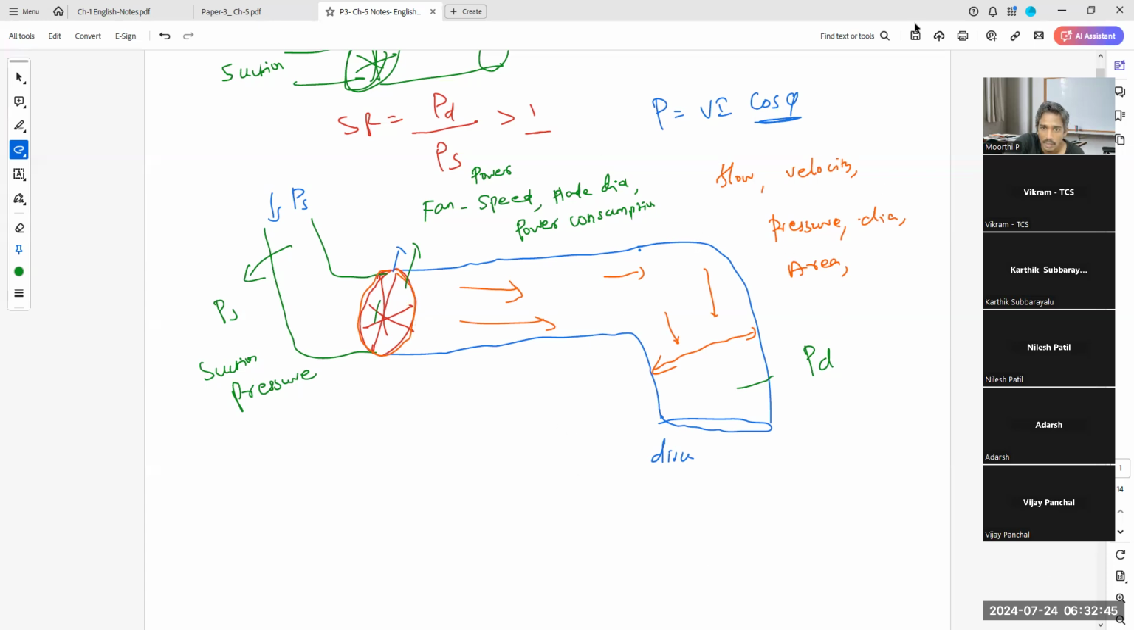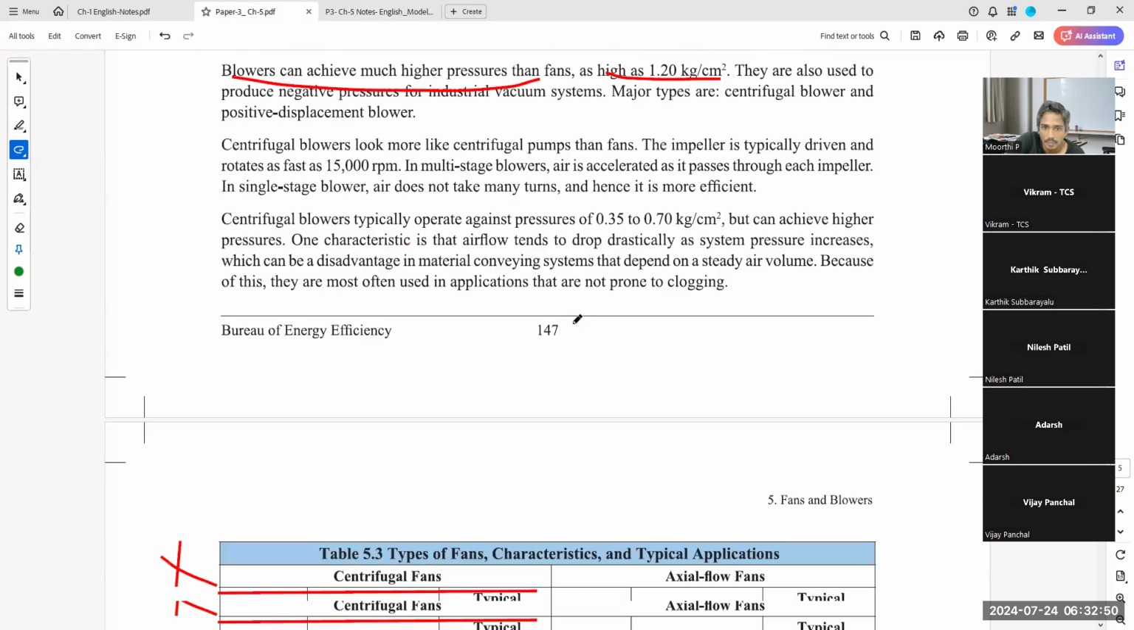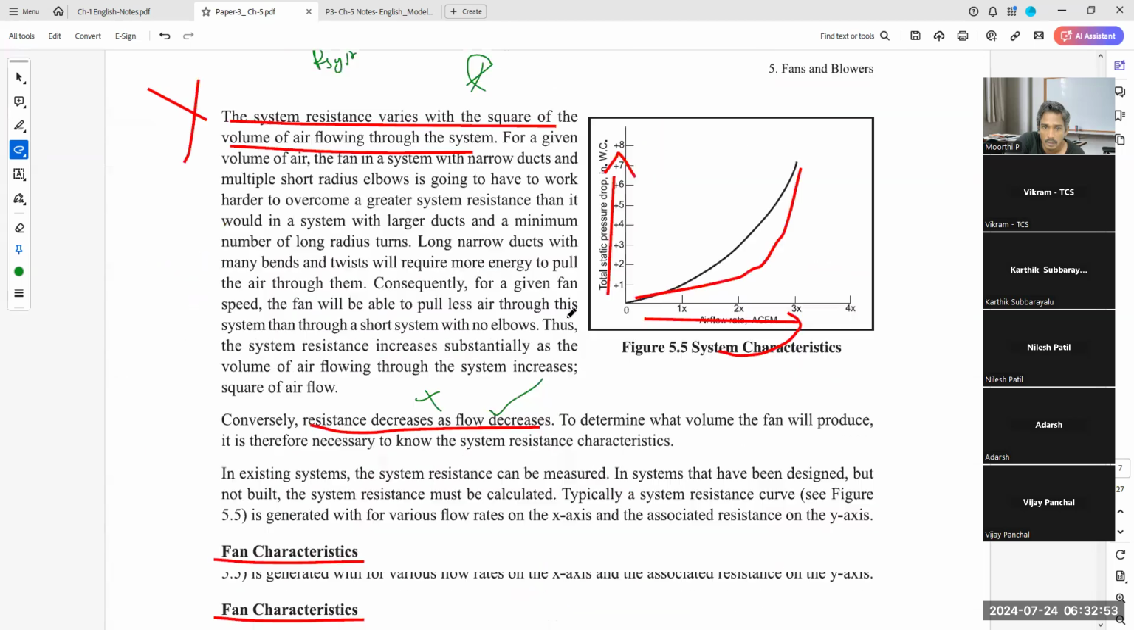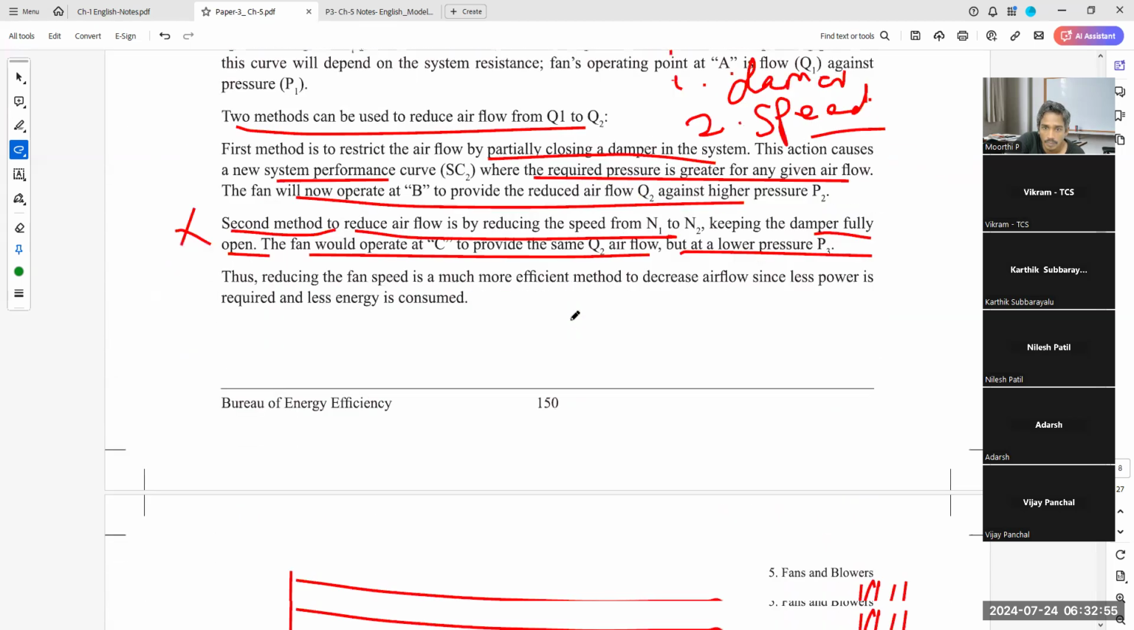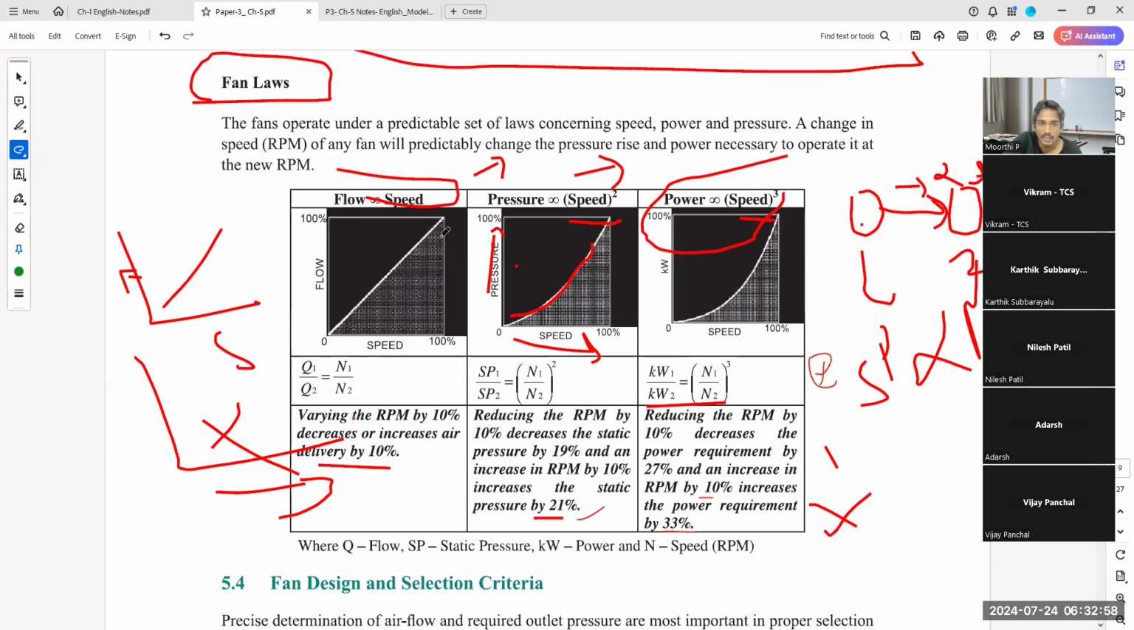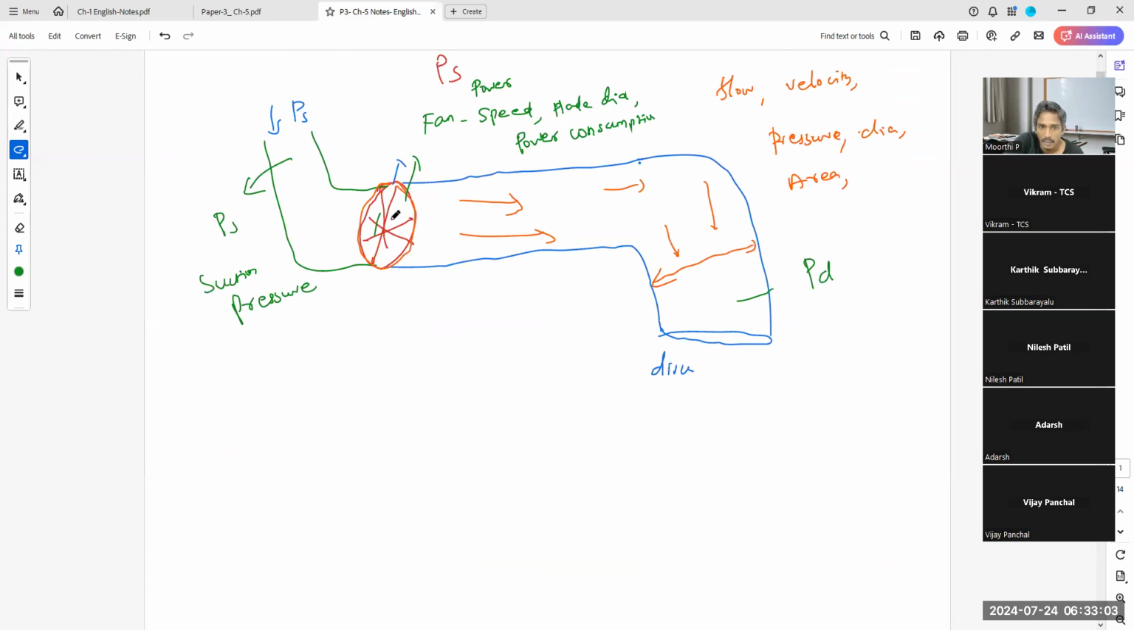The fan means it's a speed. Speed means N. And power consumption. Okay, this is a fan, and before you have to remember the speed. If speed increases, what will happen? Velocity increases, output, discharge pressure. Speed increases, what will happen? Power increases, same, velocity increases.